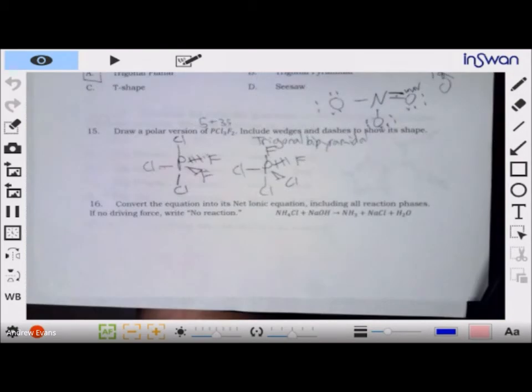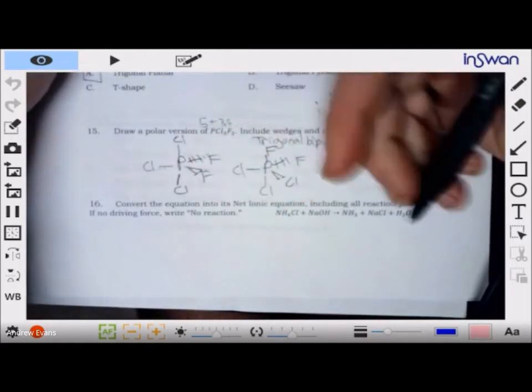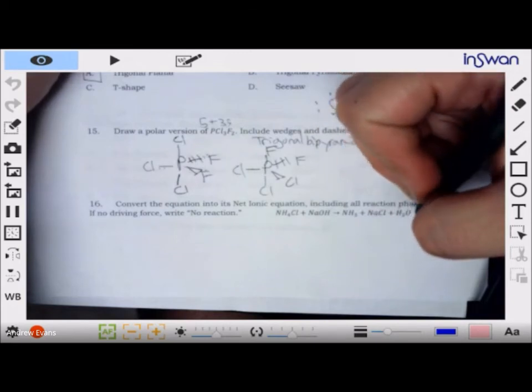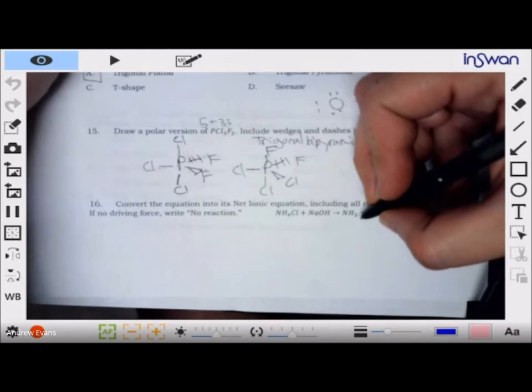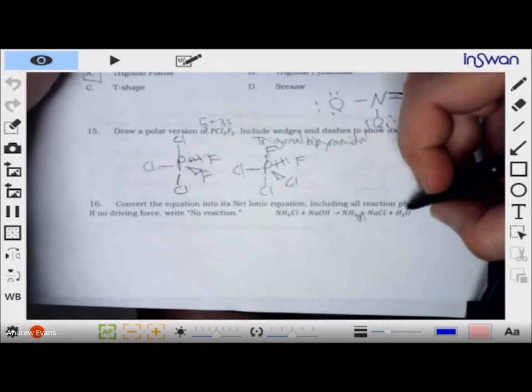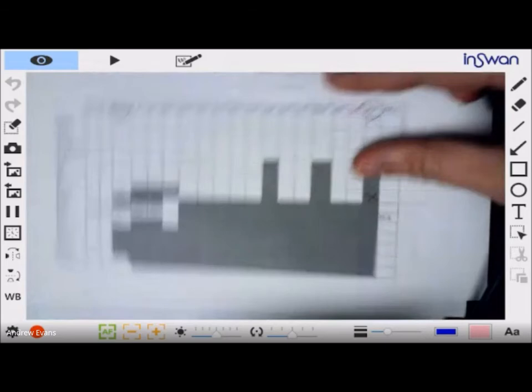On problem 16, this one kind of gave some people some problems. So we have to look at here. We have ammonium chloride and sodium hydroxide goes to ammonia, NaCl, and water. I told people to treat ammonia like a liquid. Technically, it's aqueous, but we'll put it as a liquid for now. The whole idea is that it's a weak electrolyte. It does not break apart. Water is a liquid, so we just have to check our other stuff.